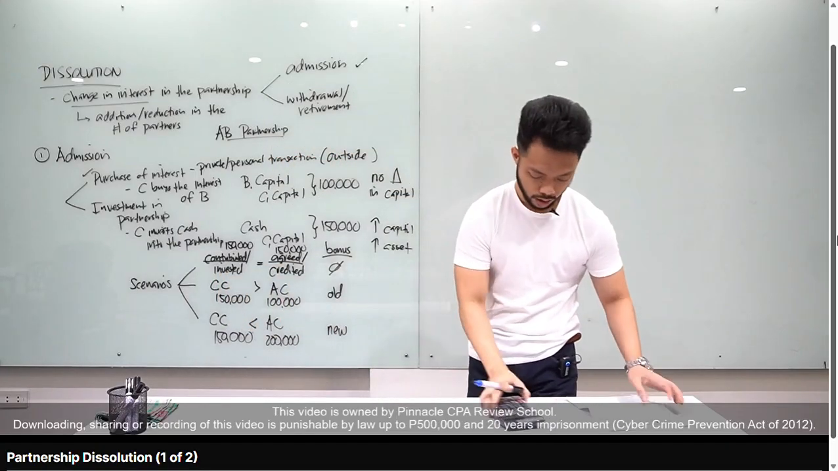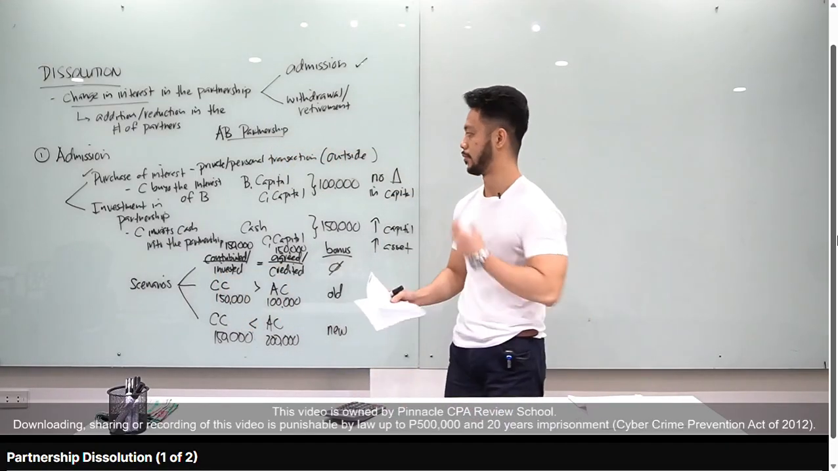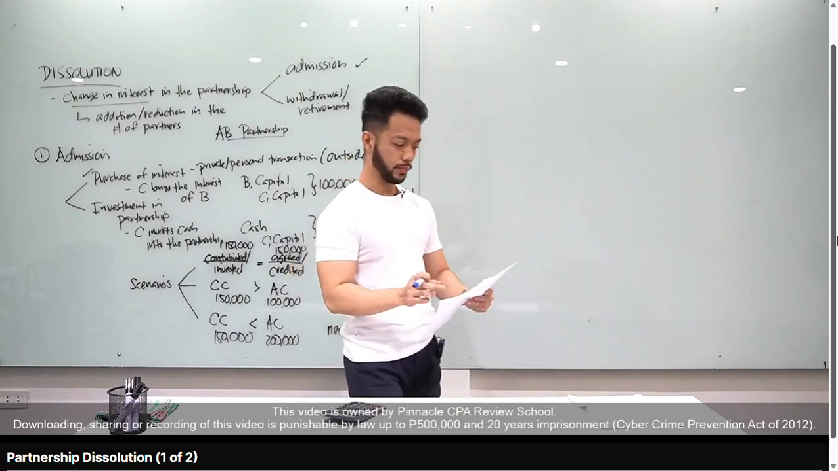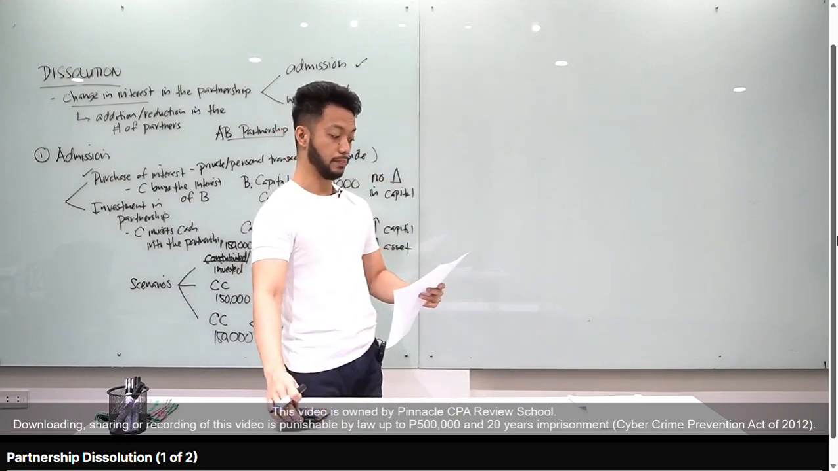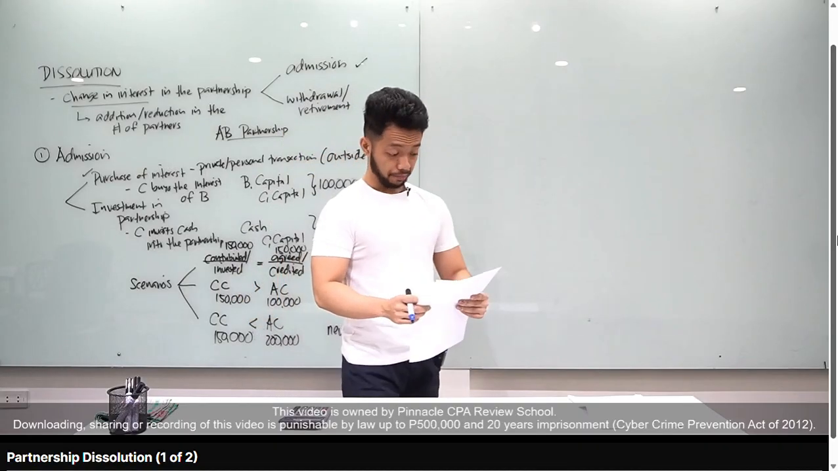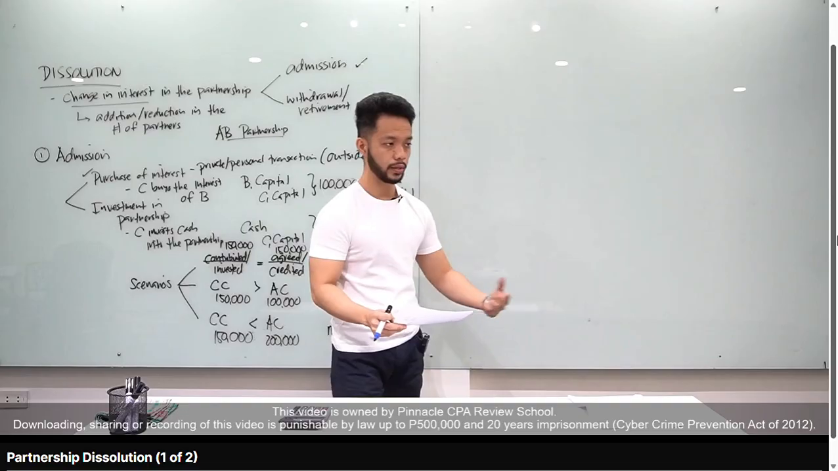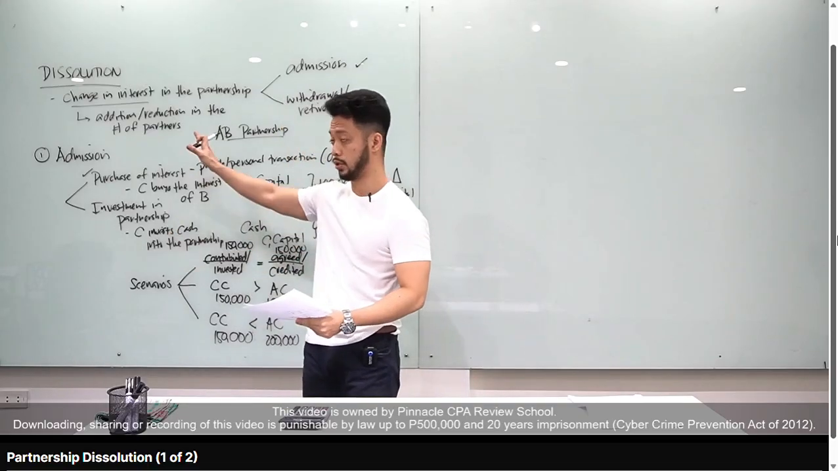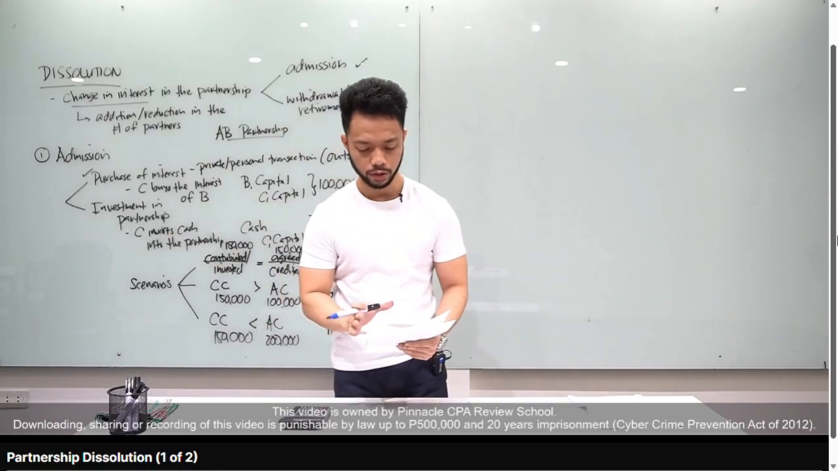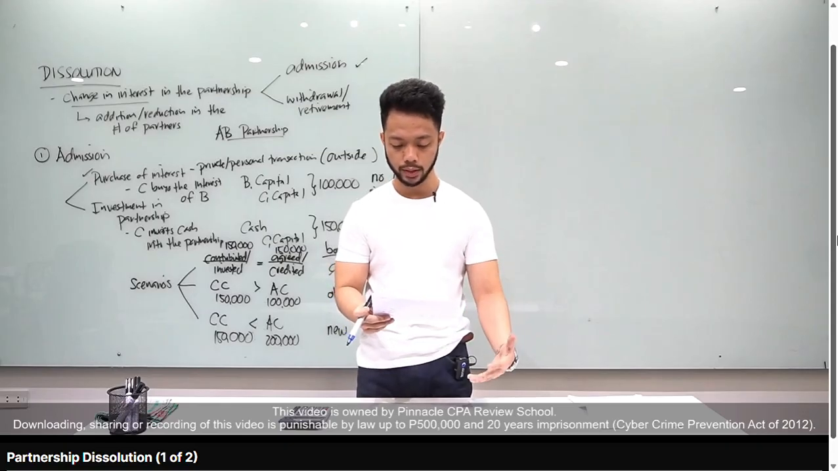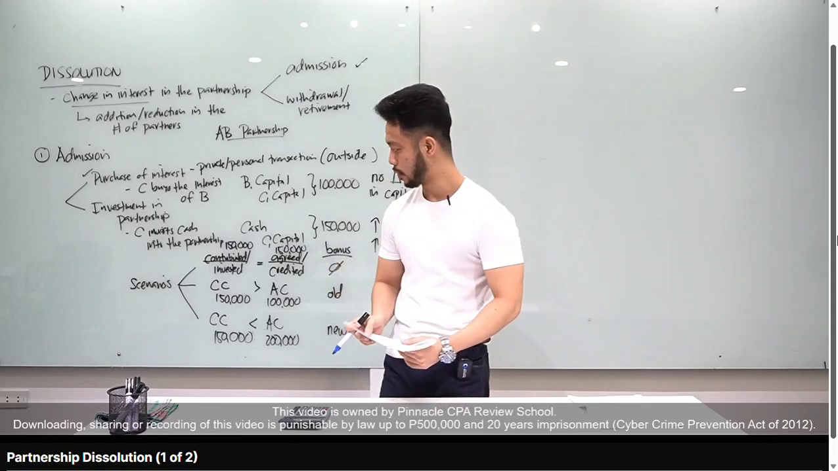Let's go to problem number 11. We have 5 scenarios for this problem. So, this is what you only need to remember in the admission of a new partner. Okay. Z joins the partnership of X and Y. So, there is an existing partnership, X and Y, and Z will enter. We call that admission, which is a form of dissolution. The partnership statement of financial position before Z's admission is as follows. So, you have assets, you have liabilities, and you have capital.